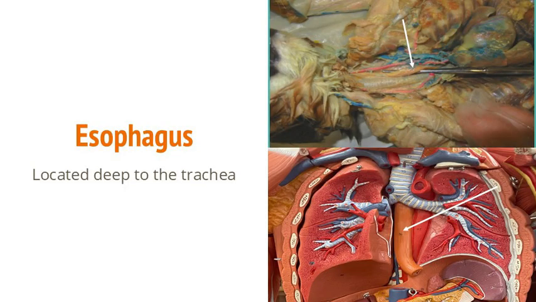Next we have the esophagus, which is located deep to the trachea. The esophagus is a muscular structure that moves food from the mouth to the stomach through a process called peristalsis, where coordinated contractions of the esophageal muscles push the food downward to your stomach.